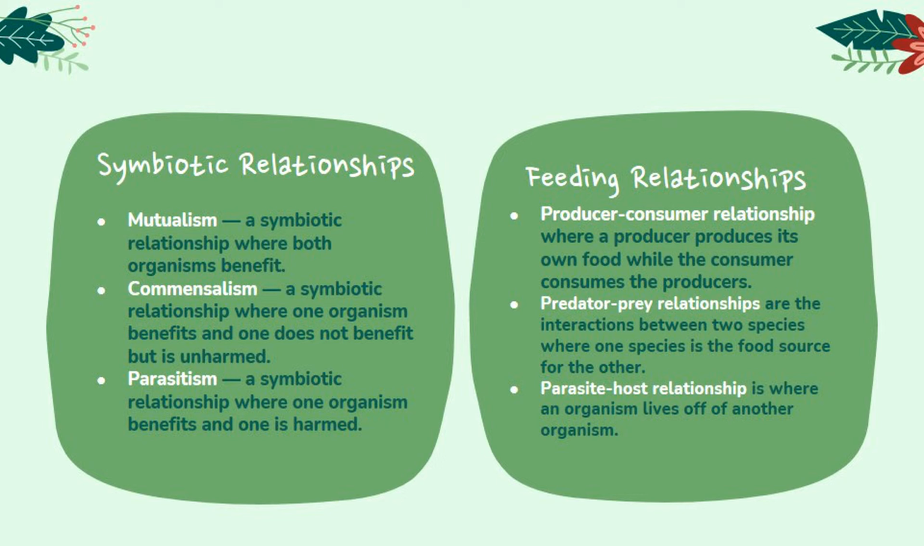Feeding relationships include the producer-consumer relationship, where a producer produces its own food and energy. Then the consumer eats the producers. On the other hand, predator-prey relations refer to the interactions between two species, where one species is the hunted food source for the other. Lastly, the parasite-host relationship is where an organism, the parasite, lives off of another organism, the host, harming it and possibly causing death.